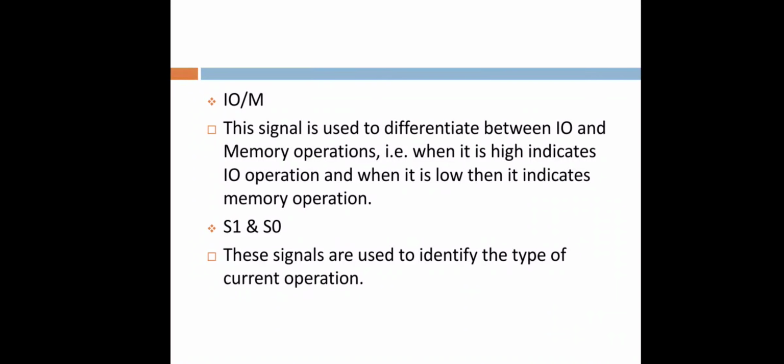IO/M bar. This signal is used to differentiate between IO and memory operation. When it is high, the microprocessor performs an IO operation, and when it is low, it indicates that a memory operation is performed. S1 and S0 are nothing but status signals. These signals are used to identify the type of current operation.